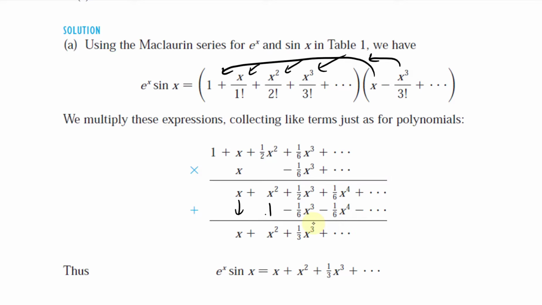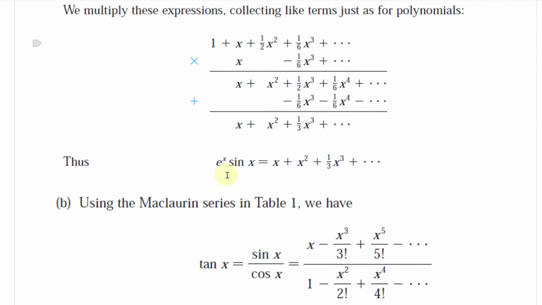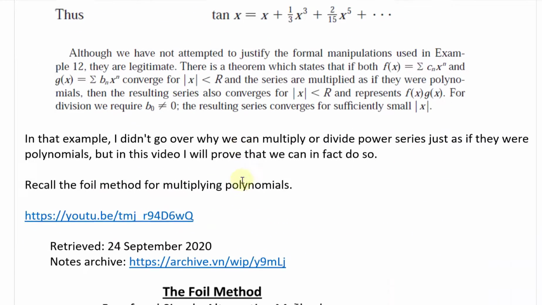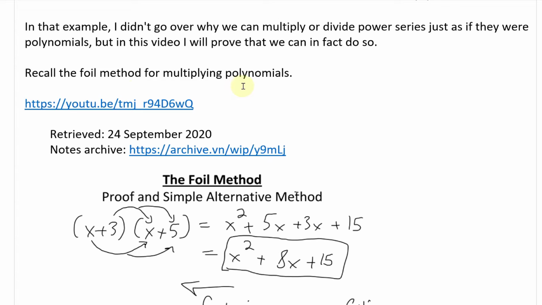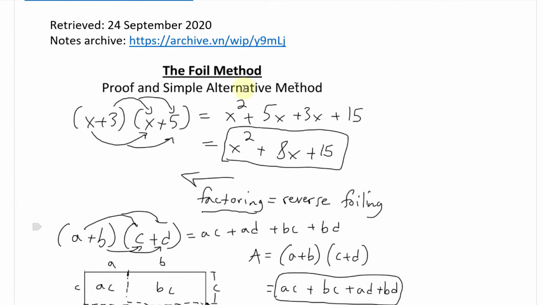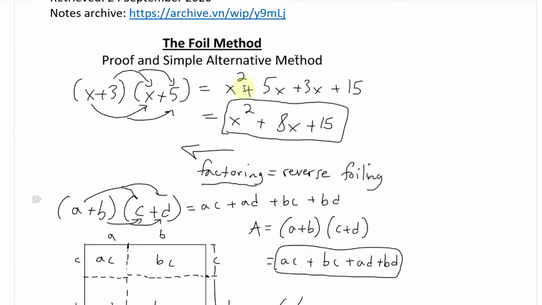Can be x, this x squared, this one adds up to over here, and the next one adds up, etc. But the first 3 terms are that. And this is all just a FOIL method, so we get this answer, and I'll just scroll down to recall the FOIL method for multiplying polynomials. So proof, this is my earlier video, proof and simple alternative method.